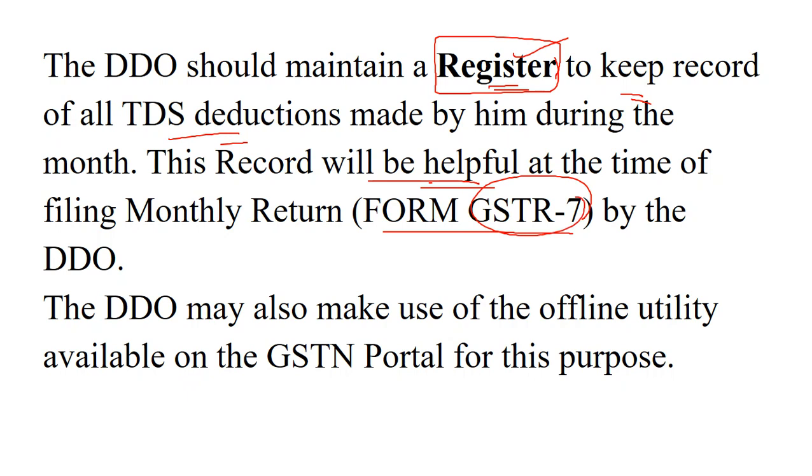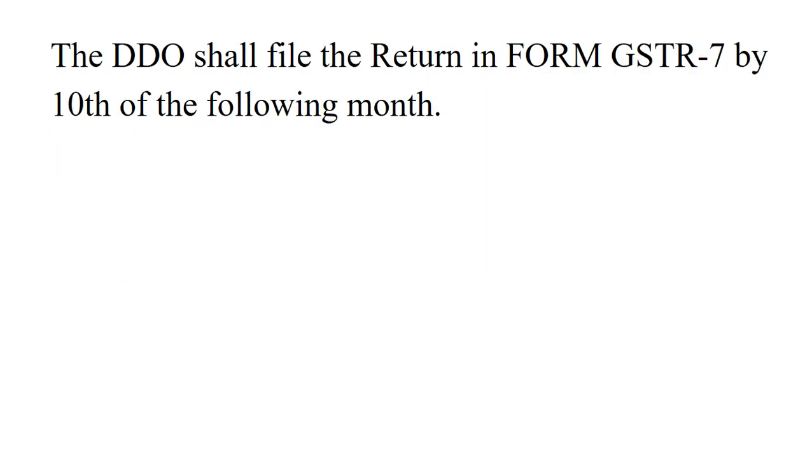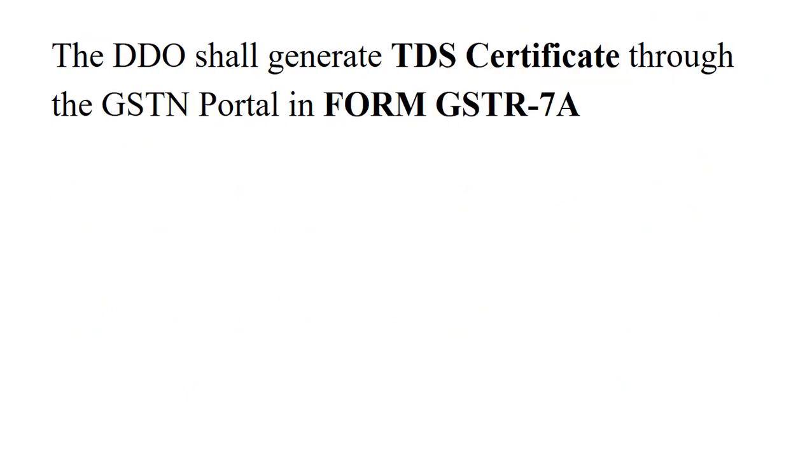And the DDO can also make use of the offline utility on the GSTN portal. And the DDO shall file the returns in form GSTR 7 by the 10th of the following month. I have made this clear already. And the DDO should also generate a TDS certificate through the portal in the form GSTR 7A. So this is all about the deduction of GST by the DDOs.